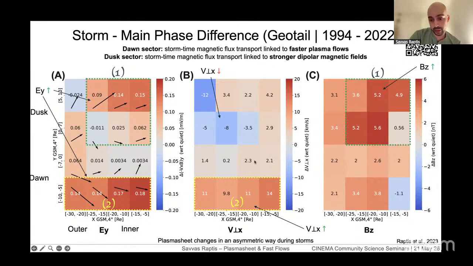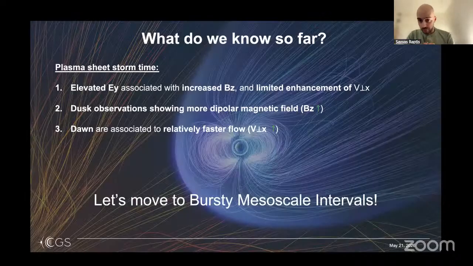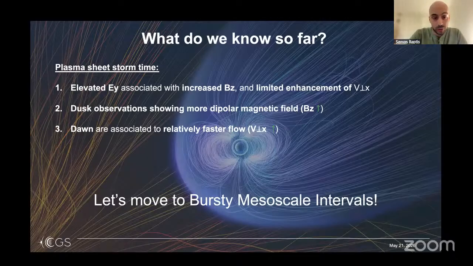Just for the record, a similar plot can be made if you subtract the recovery phase statistics from the quiet time. It's just that with the main phase, it's easier to see. That's why I kept that one as a main figure. And yes, the main point is that the plasma sheet indeed changes in an asymmetric way during storm times. So those were the first findings we had regarding the elevation of EY and therefore magnetic flux transport and how it maps throughout the plasma sheet.